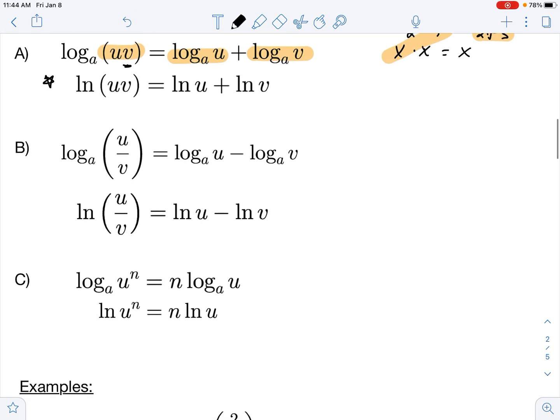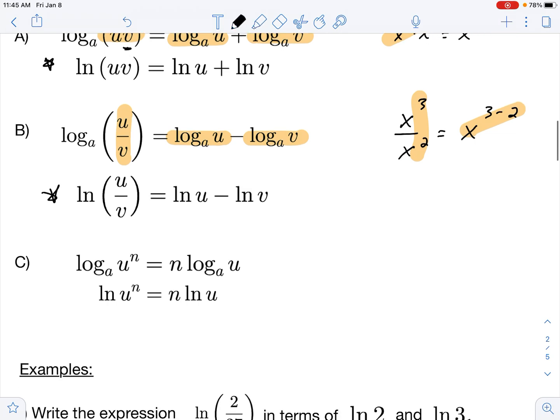All right, and then in b, we're dividing. Well, think back to exponents as well. If you have x to the third divided by x squared, what do you do with those exponents? You subtract. So here we are dividing. So log base a of u over v is equal to log base a of u minus log base a of v. Same thing, divide, we subtract the exponents. And of course, that holds true for the natural base.